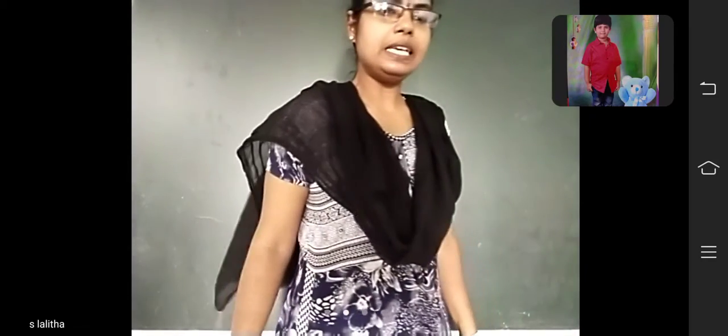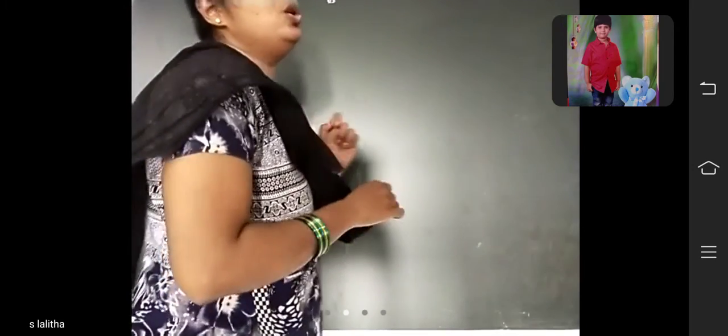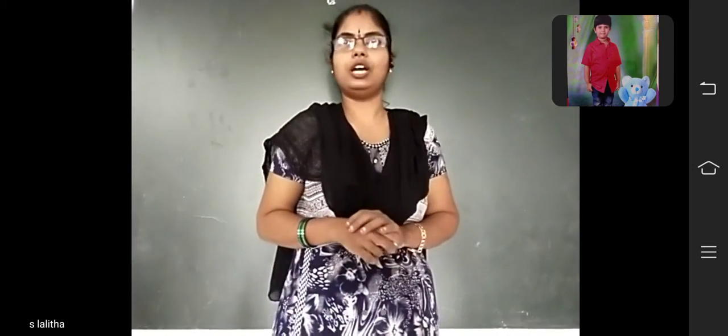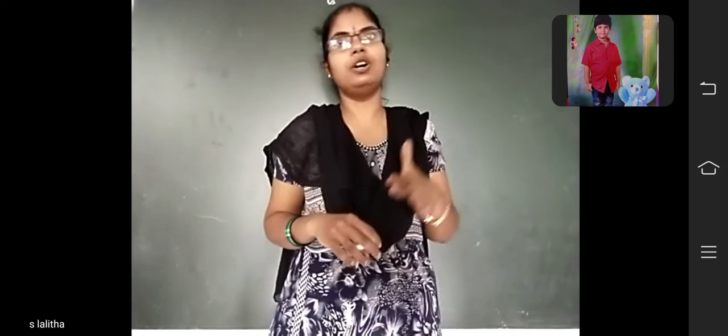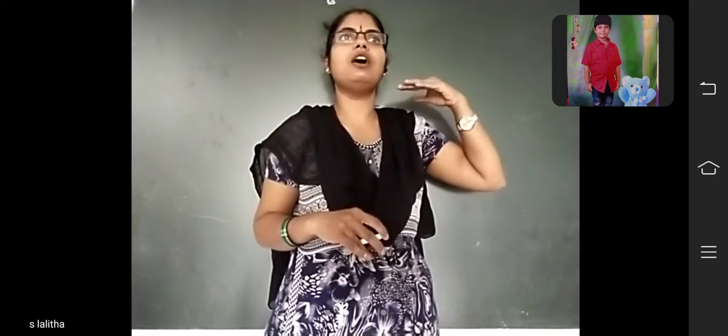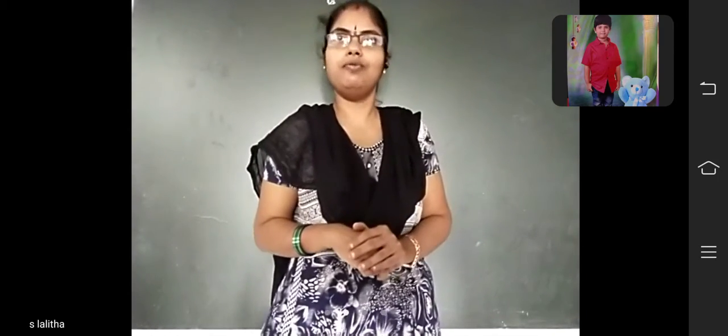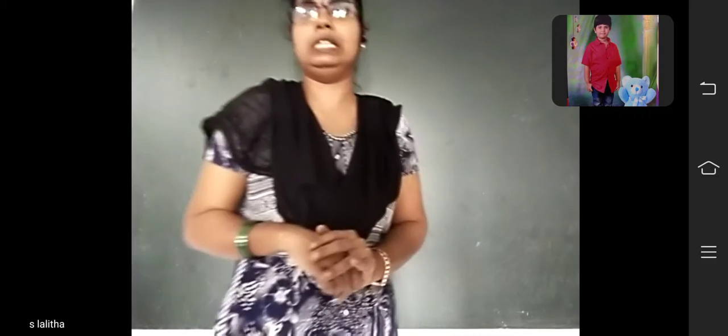So what is example 2, children? Represent 3 1 by 6 as an improper fraction. Here a mixed fraction is given, 3 1 by 6. You can convert it into an improper fraction. Yesterday what did we learn? An improper fraction was given, and you had to convert it into a mixed fraction. Now here a mixed fraction is given, and you have to convert it into an improper fraction. We can do it pictorially first. Okay, so 3 1 by 6.